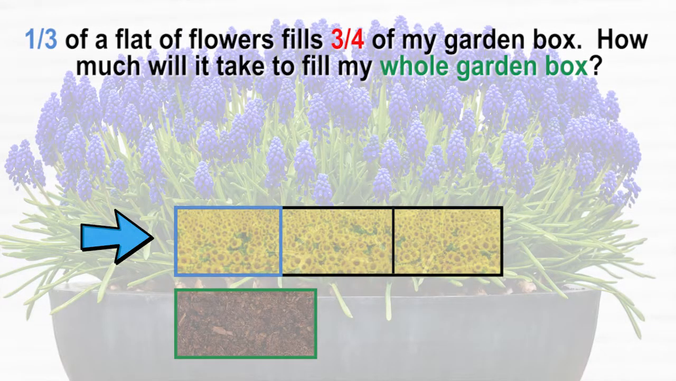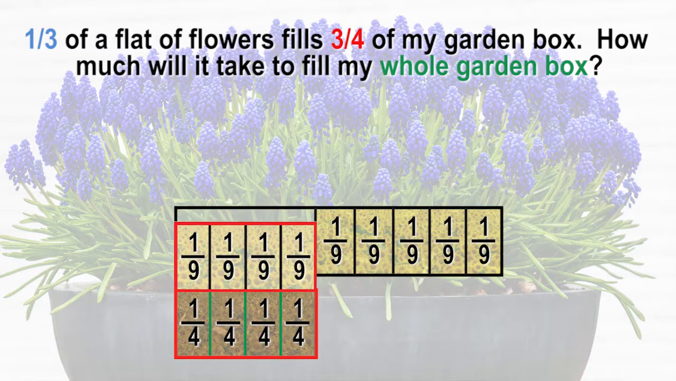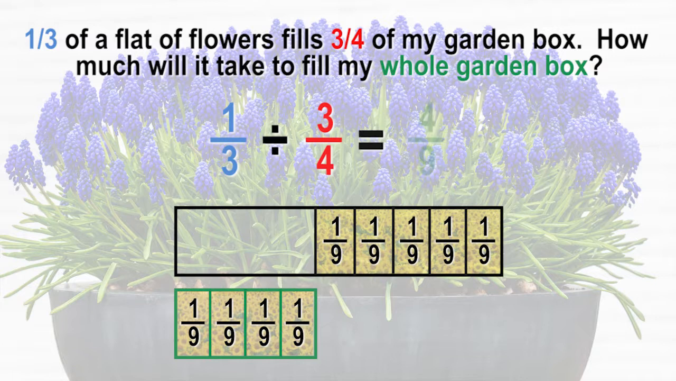1/3 of a flat of flowers fills 3/4 of my garden box. How much will it take to fill my whole garden box? Divide both the flat and the garden into equal size sections. 4 out of the 9 sections of the flat will be needed to fill the whole garden box. 1/3 divided by 3/4 equals 4/9.